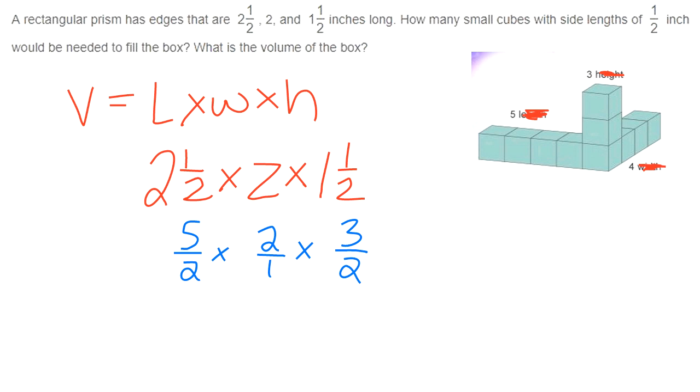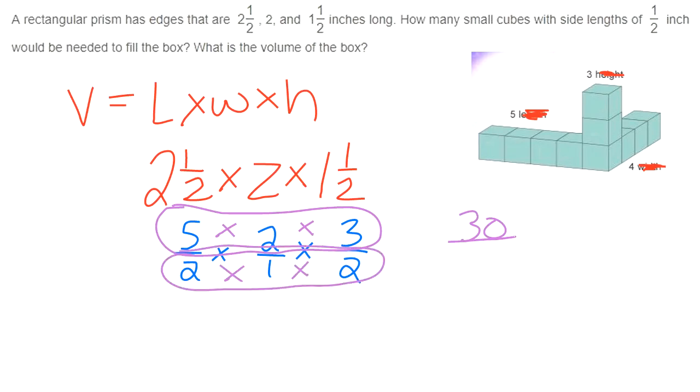All right, so now how do we multiply three fractions? What are we going to do? We're going to multiply all the tops together. 5 times 2 times 3. Multiply them together. Very good. 30. Excellent, Melissa. 5 times 2 is 10. 10 times 3 is 30. Now let's do the bottoms. 2 times 1 times 2. 4.